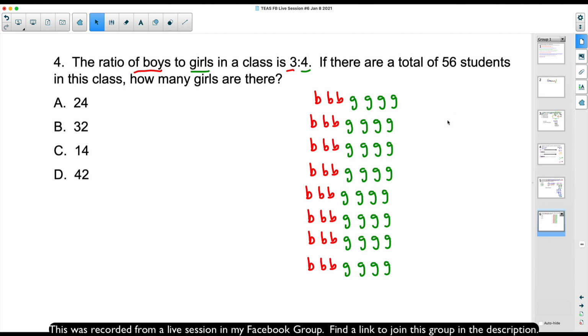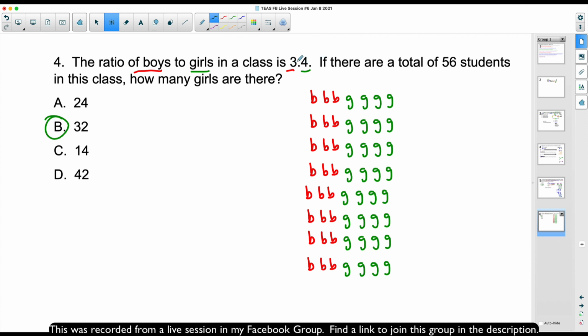I think this kind of helps maybe tie up some loose ends when it comes to comprehending ratios. But if you look here, there's 4 girls on each one of these. So 4, 8, 12, 16, 20, 24, 28, 32. B is the correct answer. Now, I do want to show you a much better way of approaching this.